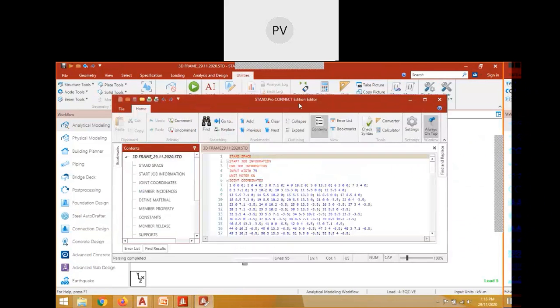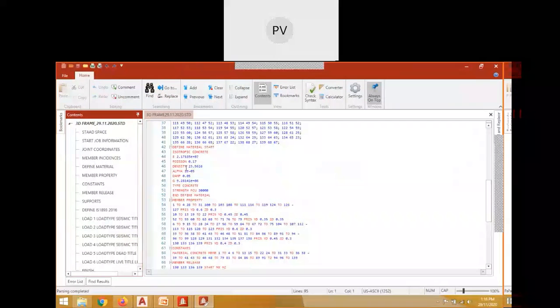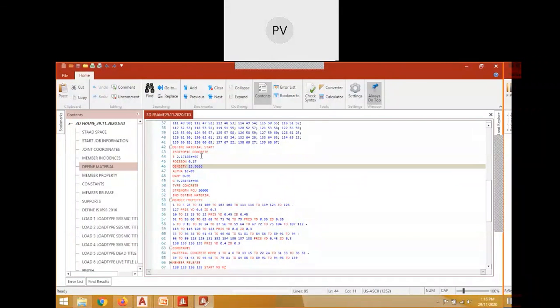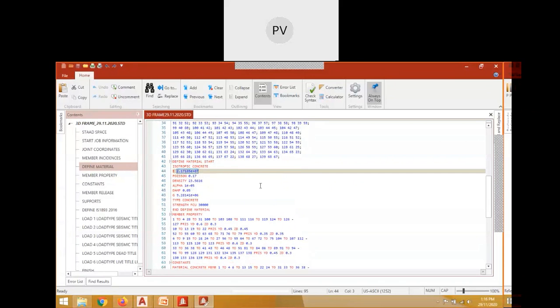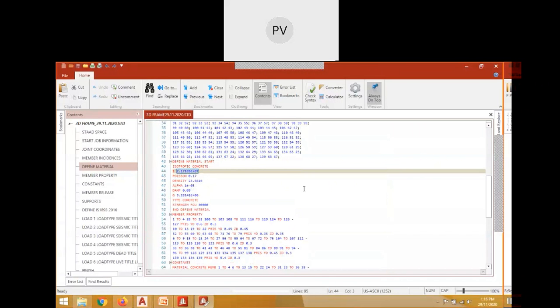Okay, so now it is open. Here, you can see whatever you have defined. Last time I told you that you can change this E value here for the material definition. This value is 12-point-something. Let us change it into the actual value of E, which is 5000 root fck, correct? So 5000 root of fck will come out to be 27386. But it is in kilonewton per meter square, right?